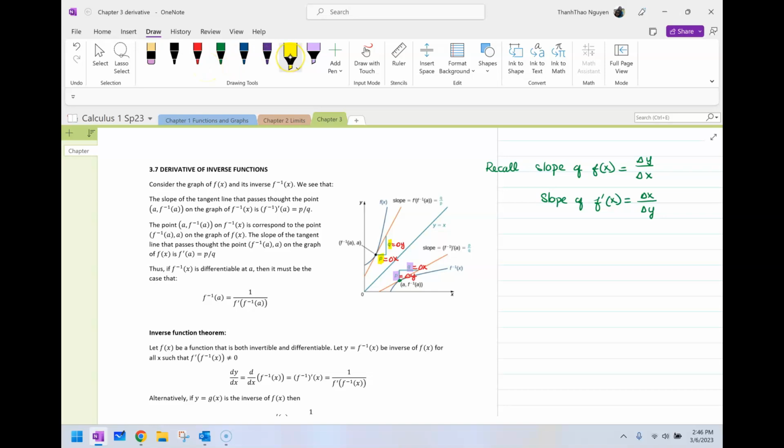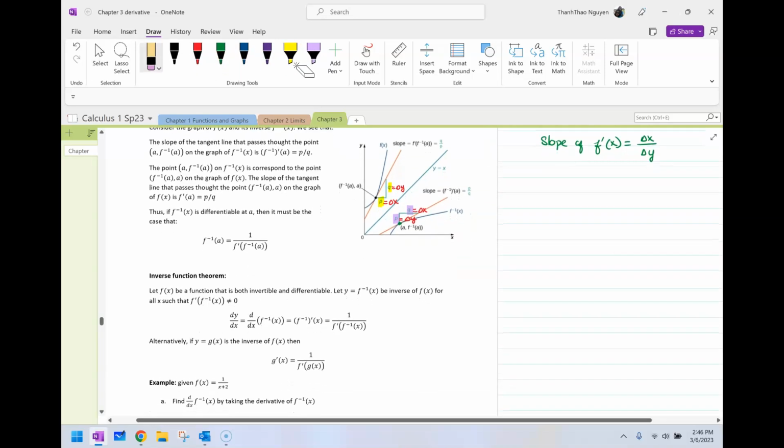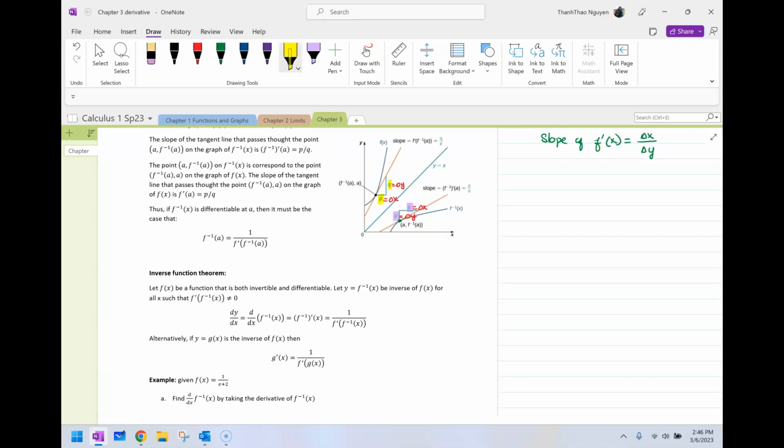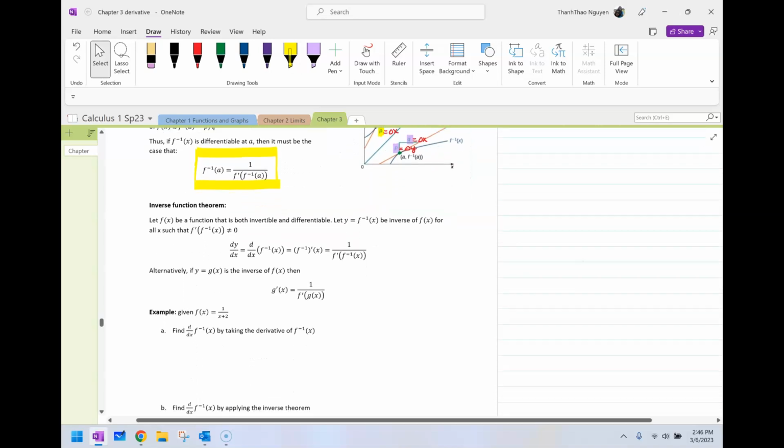And so with that relationship, if f inverse of x is differentiable at A, then it must be the case that the derivative of f inverse at A is equal to 1 divided by f prime of f inverse of A. Okay, the inverse function theorem.